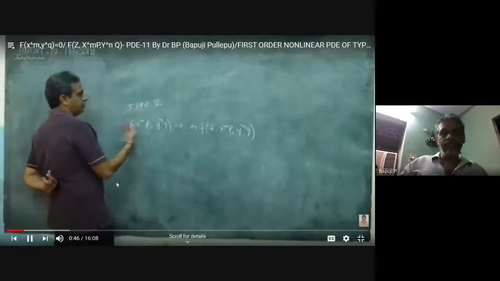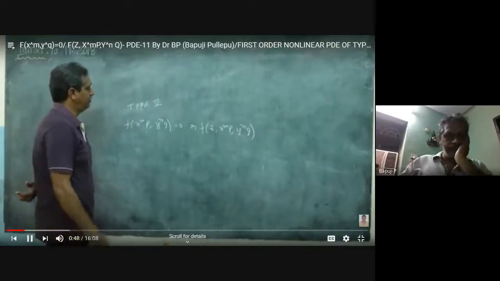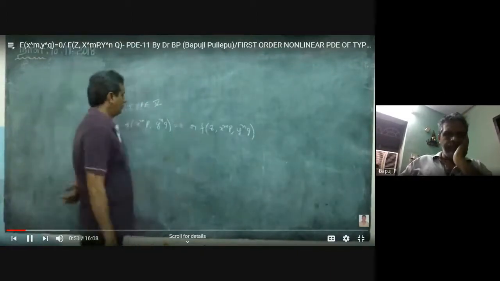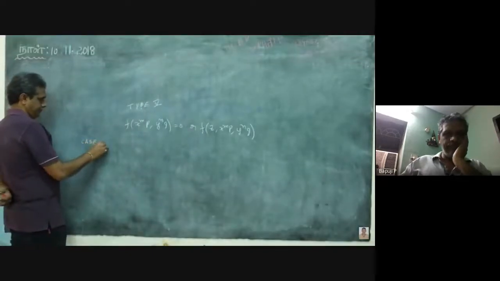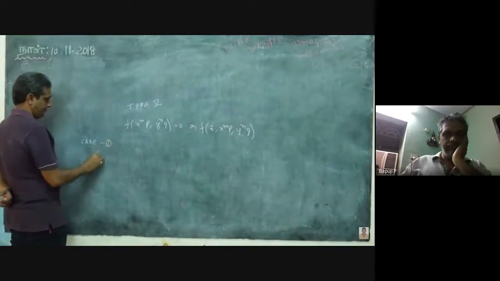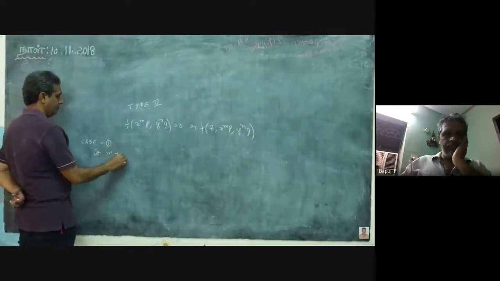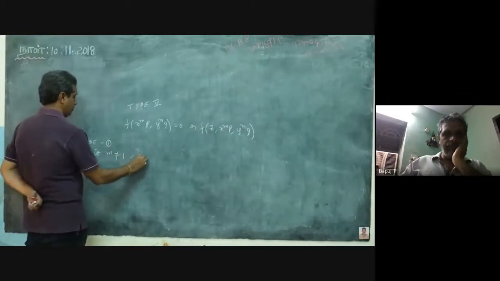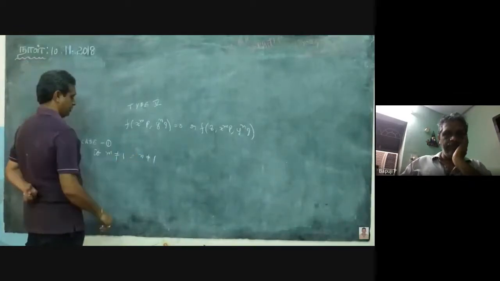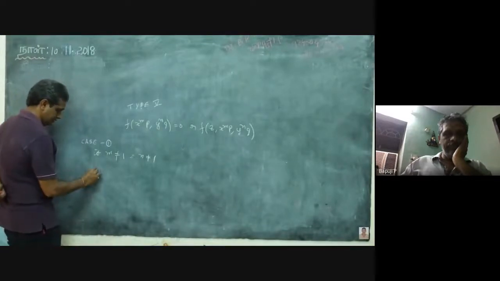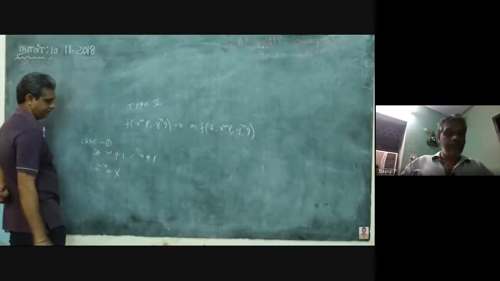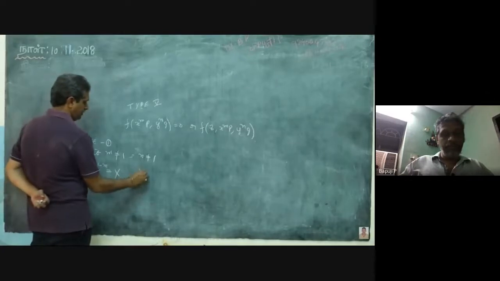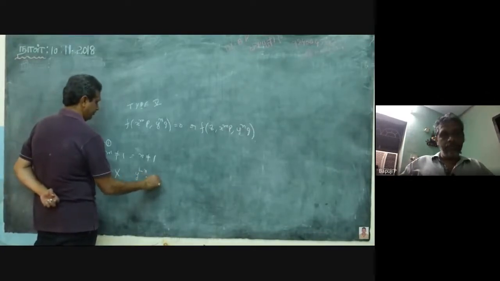Maybe this shape also you can take for granted as a type 5. Now I will discuss two cases. Case 1: if m is not equal to 1 and n is not equal to 1, then you can substitute small x power 1 minus m is equal to capital X, and y power 1 minus n is equal to capital Y.